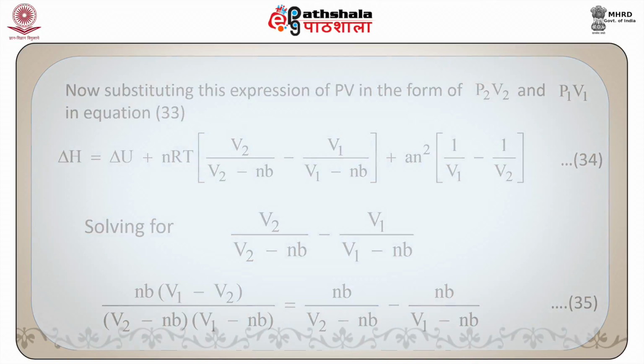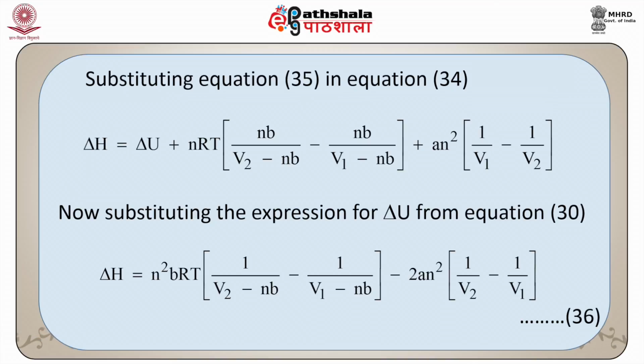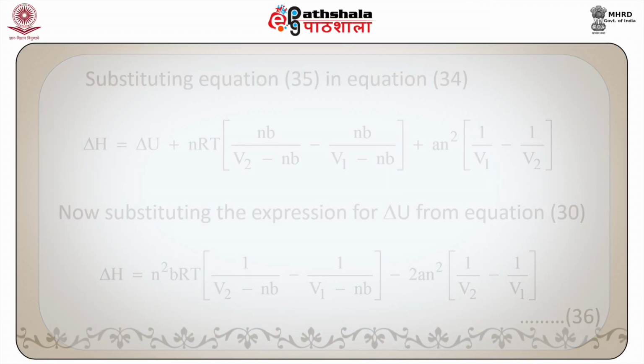If we substitute this equation in equation 34, we get delta H is equal to delta U plus nRT times (nb/(V2 − nb) − nb/(V1 − nb)) plus an² times (1/V1 − 1/V2). Now substituting the expression for delta U from equation 30, we finally get delta H is equal to n²bRT times (1/(V2 − nb) − 1/(V1 − nb)) minus 2an² times (1/V2 − 1/V1).